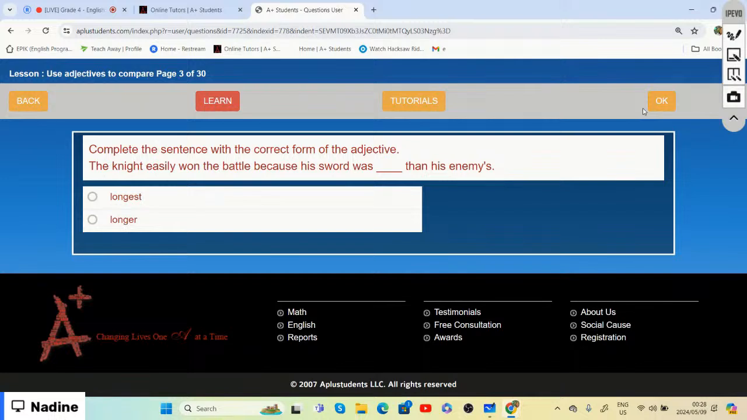All right. The knight easily won the battle because his sword was, do we say, longest than his enemy, or his sword was longer than his enemy's? So do we say longest or longer? No, don't say sorry. Remember, we are trying and we are learning.